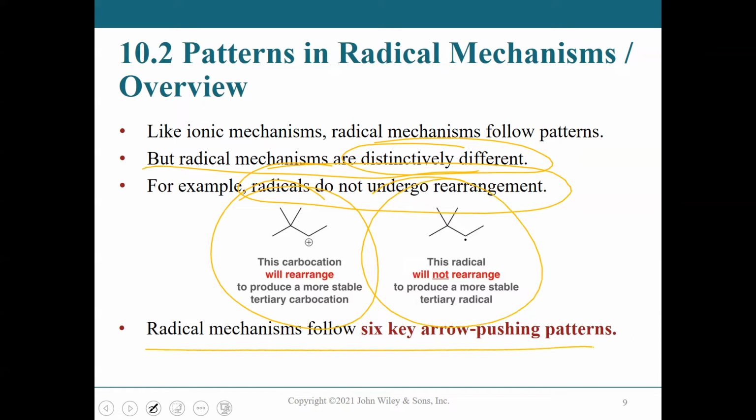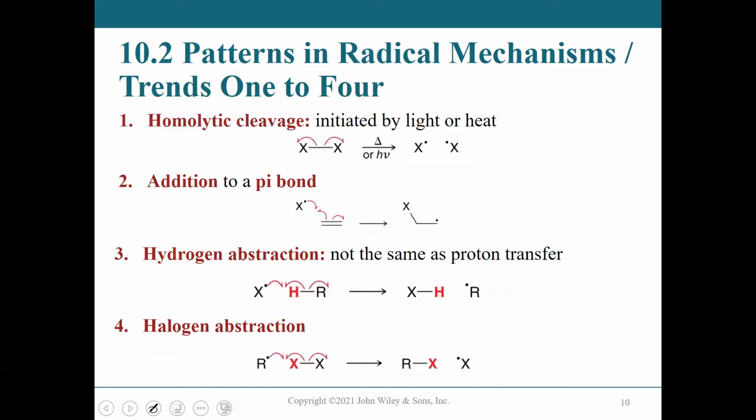Okay, so there are 6 patterns in radical mechanisms. We don't need to know all of them, but if you get familiar with them, that would be great. Homolytic cleavage is the first one. You see the fish hook, it breaks up into two radicals. Addition to a pi bond: you see that a radical attacks a pi bond.